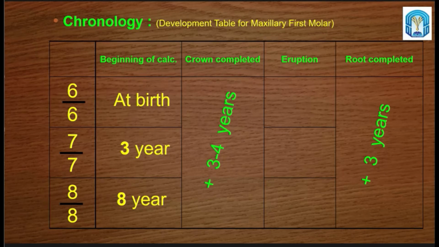Then eruption. The upper 6 and lower 6 come at the age of 6 years. Upper 7 and lower 7 come at the age of 12 years. And upper 8 and lower 8 come at the age of 18 years. You see, there is a sequence of 6, 12, and 18. 6 ones are at 6, 6 twos are at 12, and 6 threes are at 18 years. This is the table of the 6. And root completion takes about 3 years.